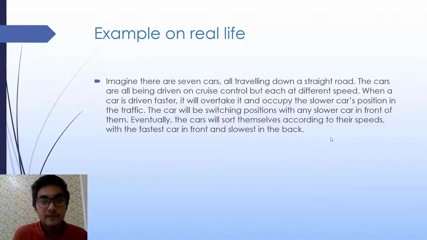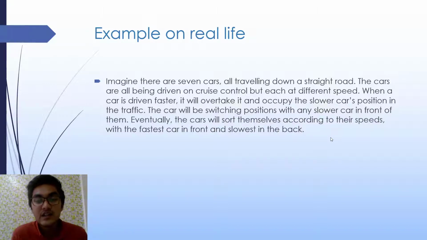Now we are showing a real life example of how bubble sort acts. Imagine there are 7 cars all traveling down a straight road. The cars are all being driven on cruise control, but each at a different speed. When a car is driven faster, it will overtake and occupy the slower car's position in the traffic. The car will be switching position with any slower car in front of it.